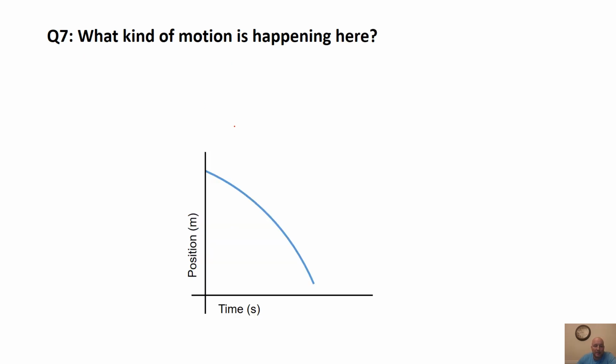Okay, what kind of motion is happening here? Well, you should notice that, let's say this is time 0, it's going backwards. It's speeding up backwards. So that curved backwards, the slope is increasing, but in the negative. It's becoming more negative.